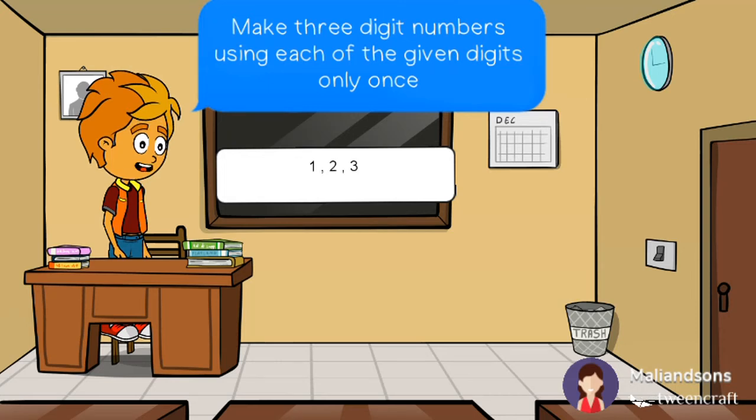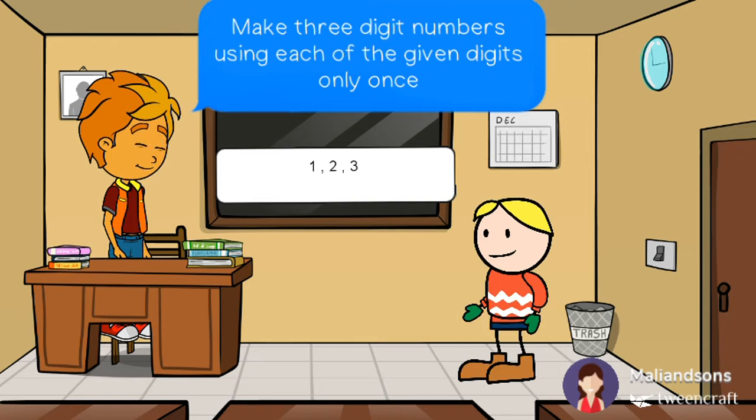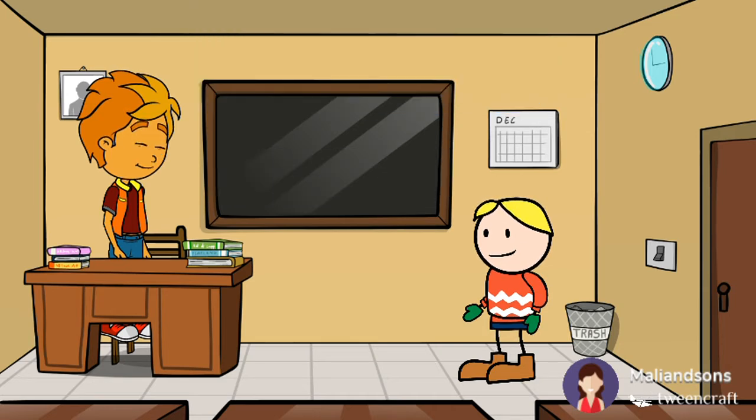Make three-digit numbers using each of the given digits only once. The digits are 1, 2, and 3. But sir, how will we make three-digit numbers from these three numbers? Okay, now let us see.